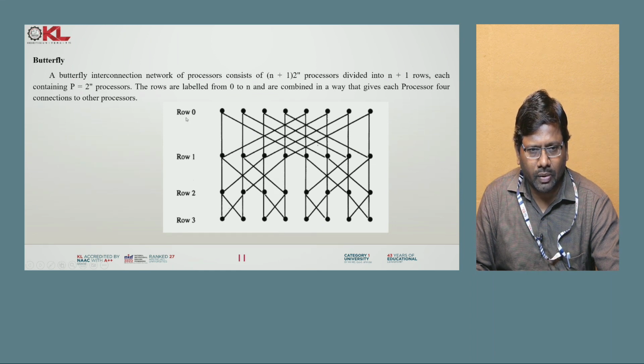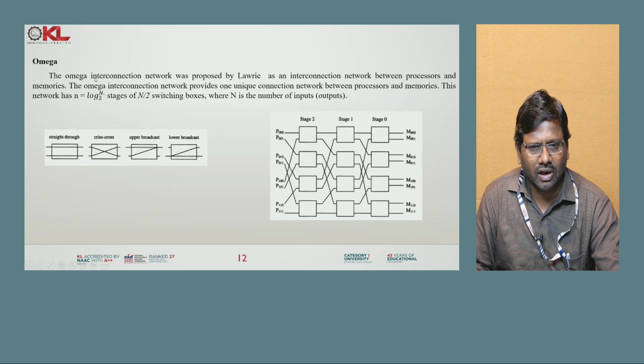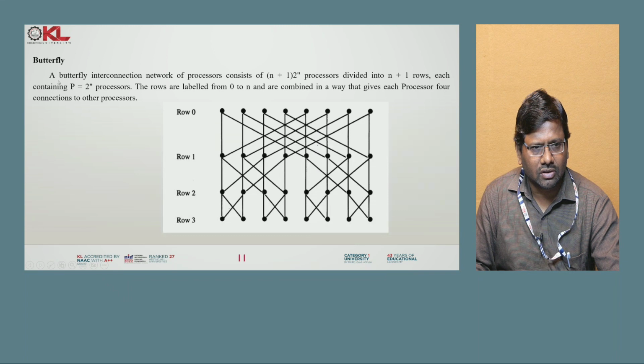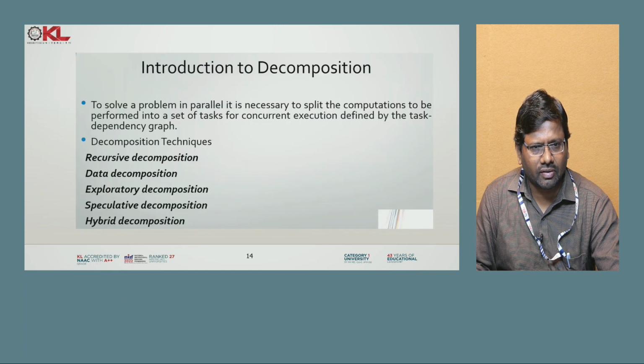So here, the number of processors depends on the number of rows. The entire scenario gives a butterfly look, so that's why we could call that a butterfly interconnection network. So this is a butterfly interconnection network. These are the various sorts of network that we observe.